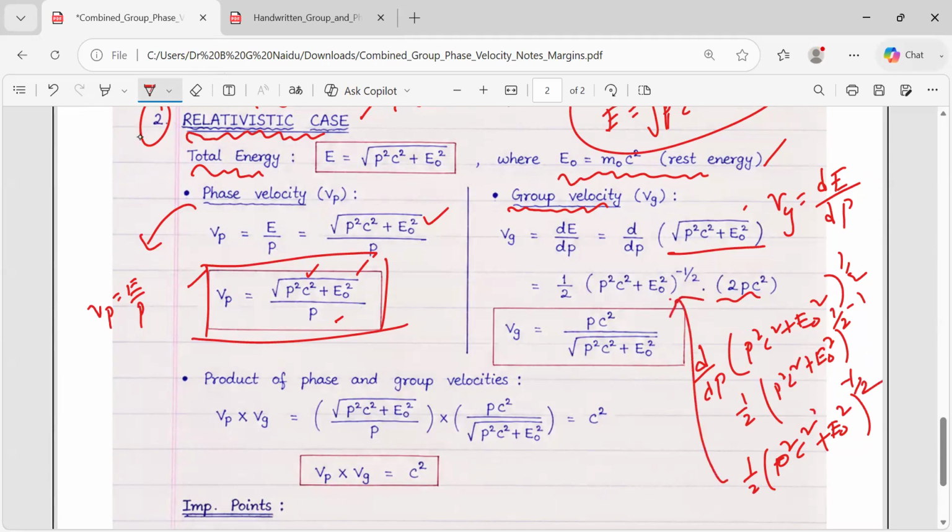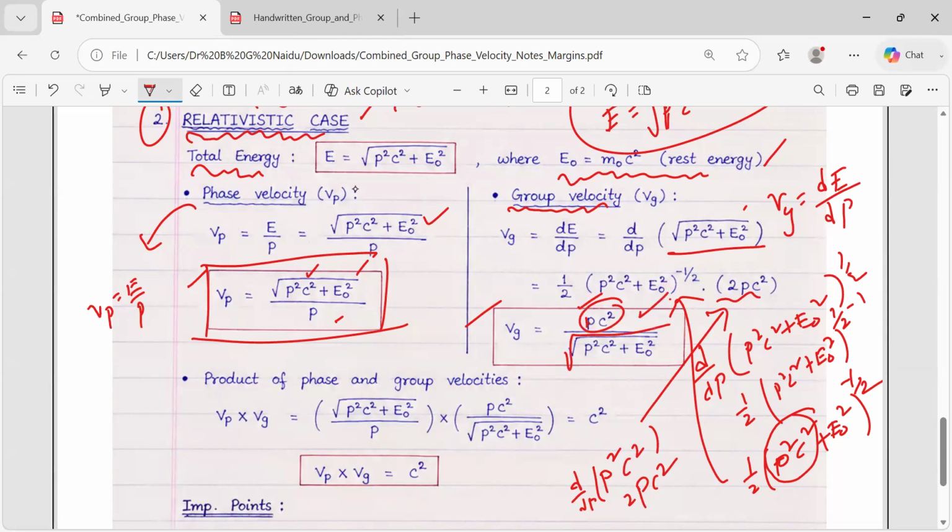This is not exactly the final answer. Again, we have to differentiate the inner term with respect to p, the p square c square. This will become 2p c square. That we have got, right? So now the group velocity Vg equals p times c square divided by the square root of p square c square plus E naught square, right?